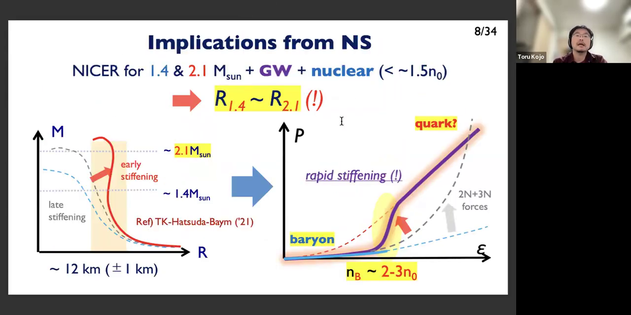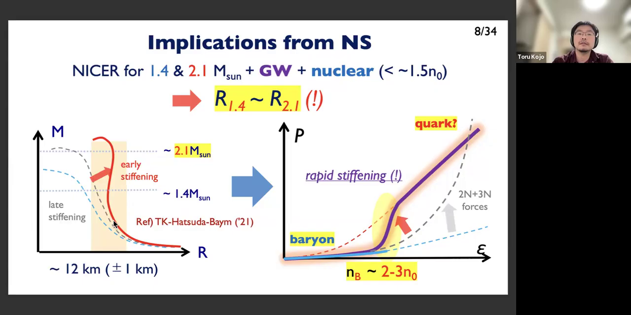On the other hand, neutron star observations seem to suggest that the equation of state stiffens radically somewhere around 2 to 3 times nuclear saturation density. This implication comes from the NICER measurements for 1.4 and 2.1 solar mass neutron stars, the historic detection of gravitational waves, and also the improved nuclear constraints at low density. Putting all this information together, it is likely that 1.4 and 2.1 solar mass neutron stars have a similar radius like this.